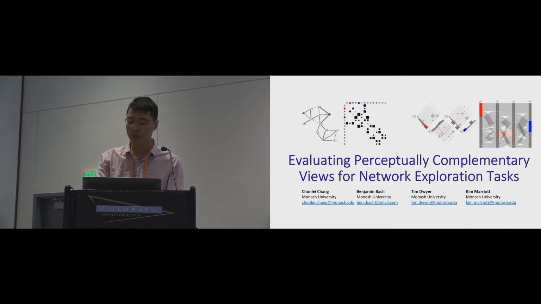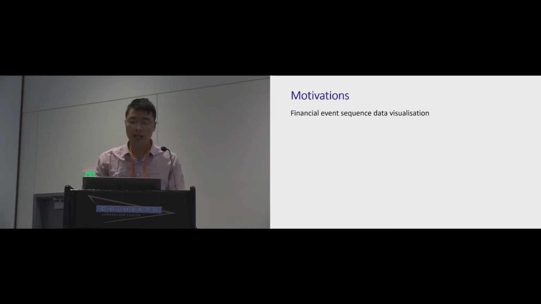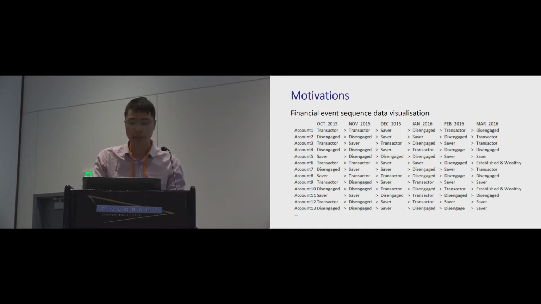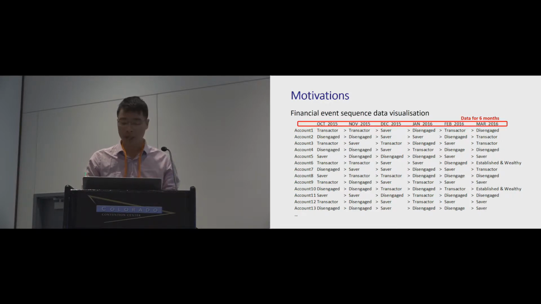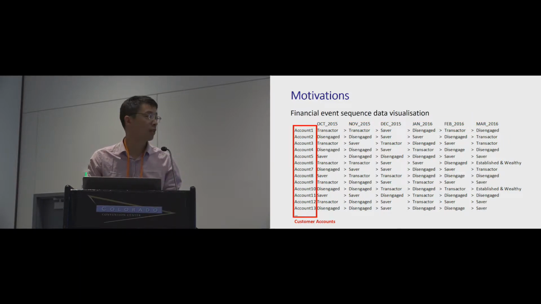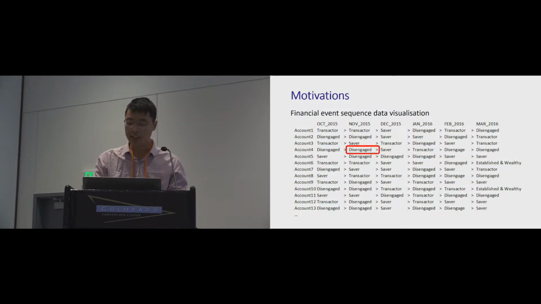Our paper aims to evaluate perceptually complementary views for network exploration tasks. In the last 4 years, we have been working with a major bank in Australia to visualize their financial data. Our project is to visualize their event sequence data. This is 6 months of sample flow data, showing different accounts moving between different types of products, and they are changing their status with respect to activities with the bank.